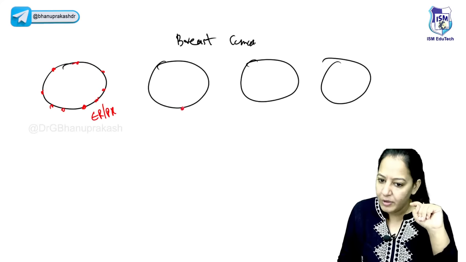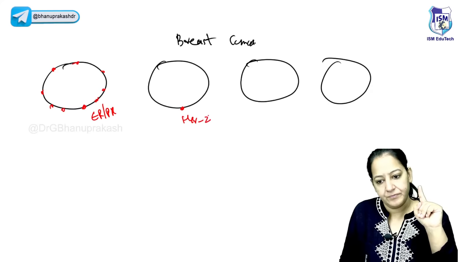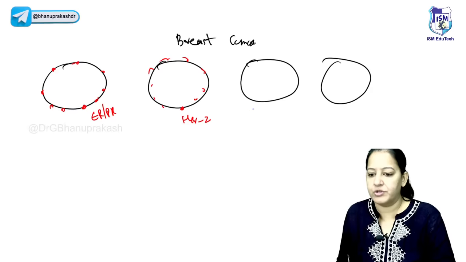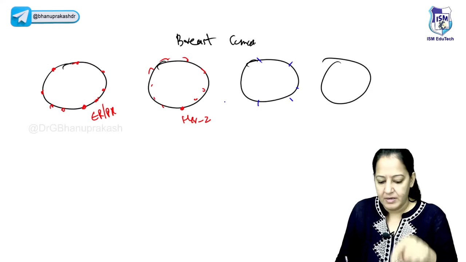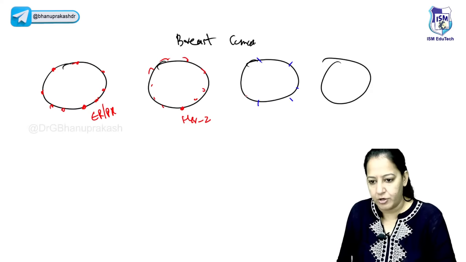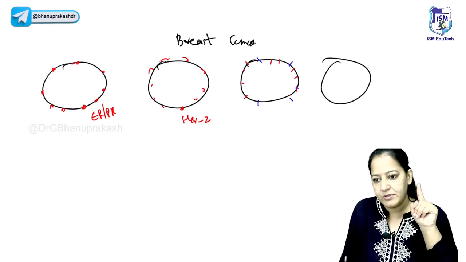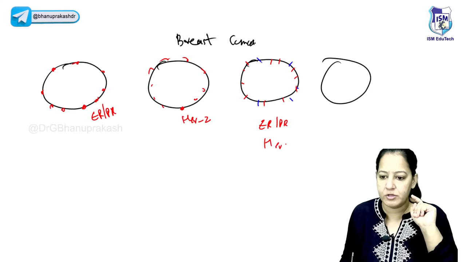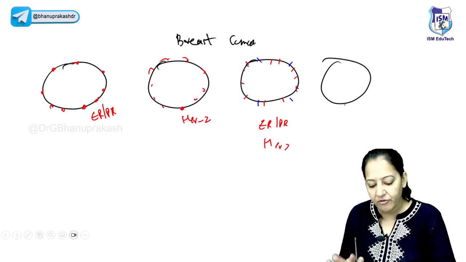Some have only HER2 receptors on them, multiple HER2 receptors. These are all HER2. Some have both, some ERPR and some HER2. Let me write down both: they are ERPR positive and HER2 positive. And some have none. So what treatment will you offer?